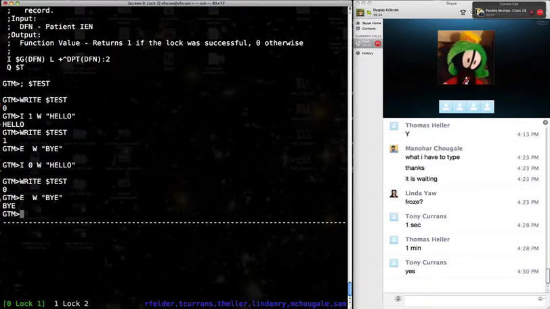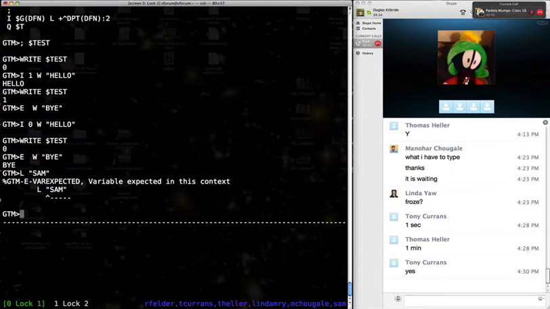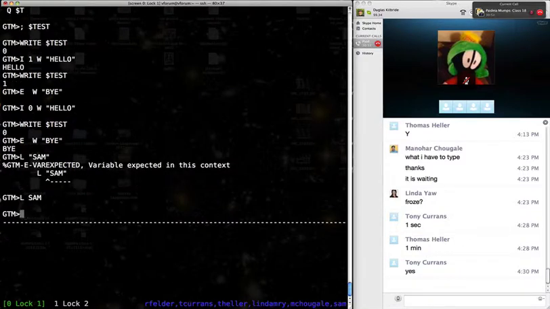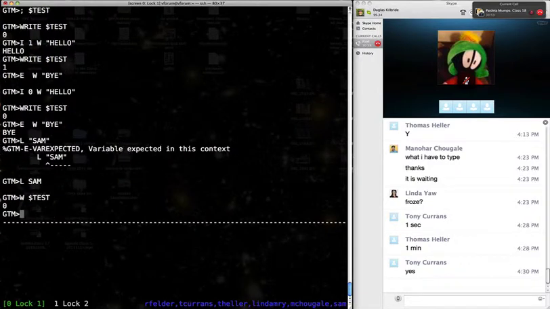So if I try to lock Sam, oh, sorry, I have to lock the variable Sam. It's not really a variable. We said it's an imaginary variable for MUMPS. And now if we write $test, it should be true. Oh, no, hold on. Sam is wrong. Sorry, guys.